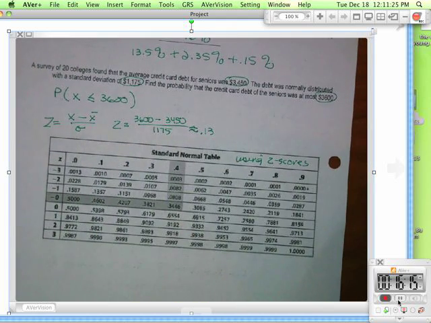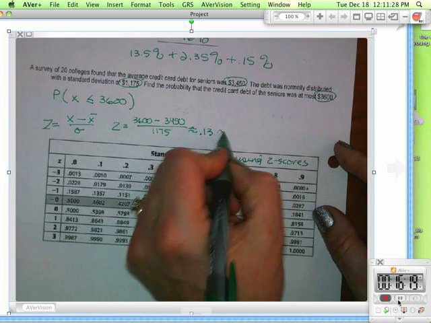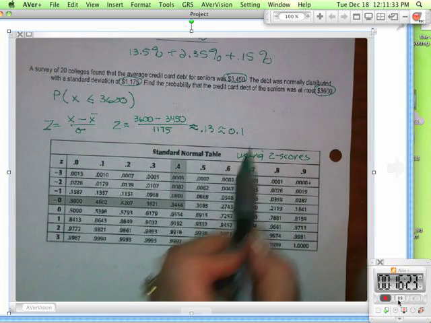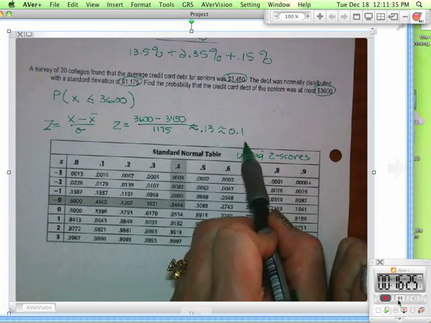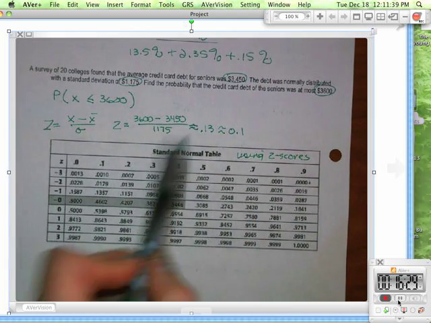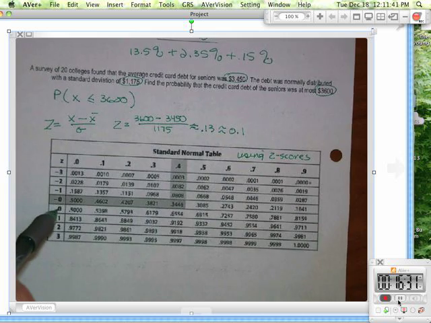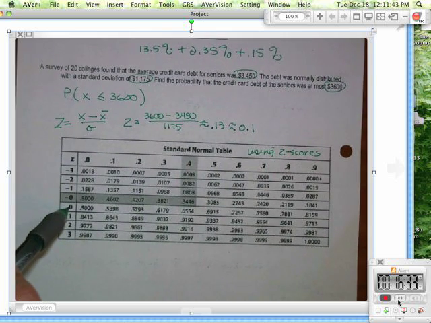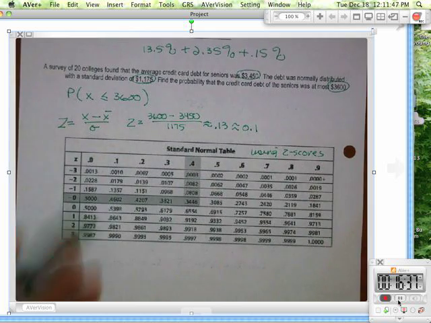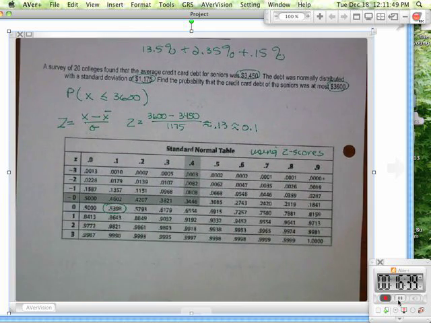However, if you look at the table, the 3 doesn't really help me. What I need to use is just 0.1. And that's how many deviations from the mean 3,600 is in the bell curve here. So I look over here and I find 0 on the left side, which is right here. Since it's positive, it's this number. And I go over to 0.1, which is right here. Okay, that's the number I'm looking for.